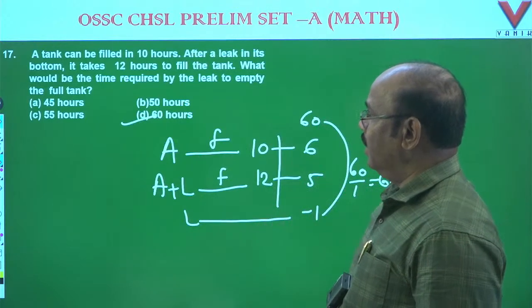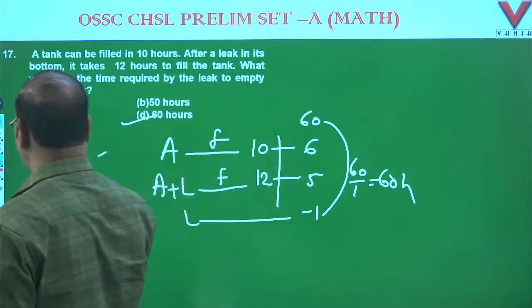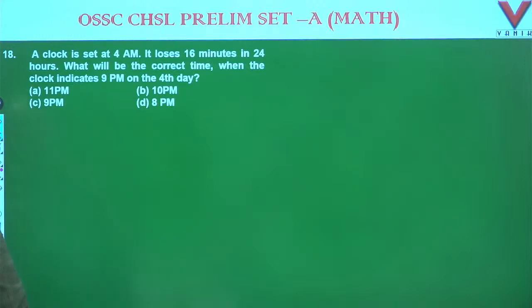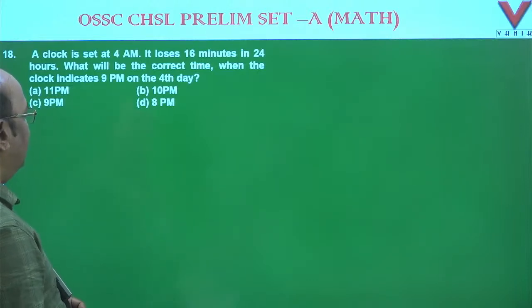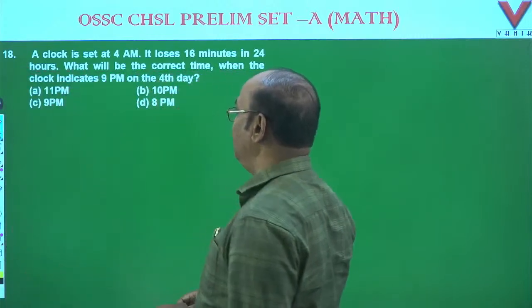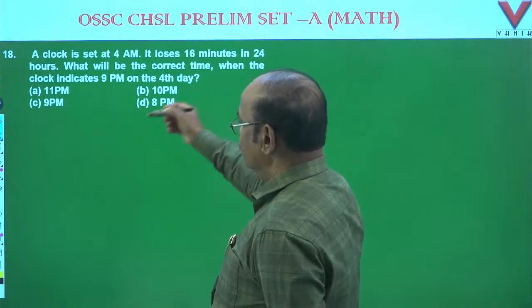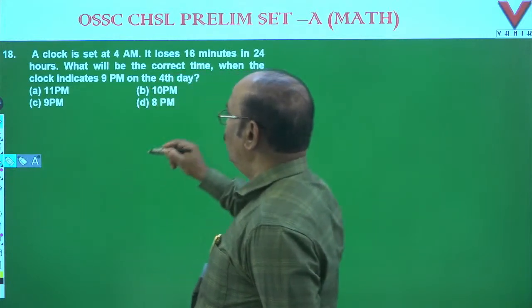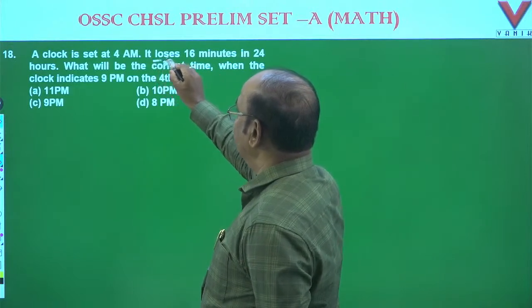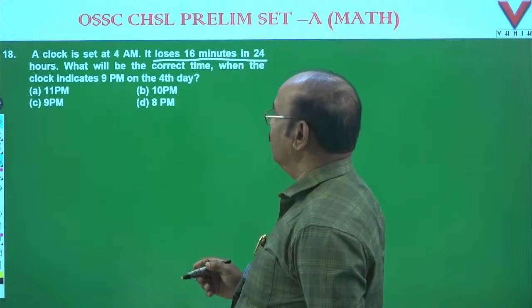Next question, number 18. Clocks. A clock is set at 4 a.m. It loses 16 minutes in 24 hours. So what will be the correct time when the clock indicates 9 p.m. on the 4th day? So it is a slow watch. A clock is set at 4 a.m. and loses 16 minutes in 24 hours.